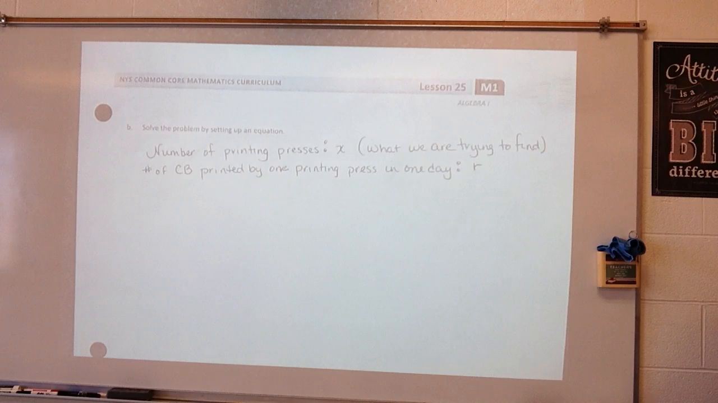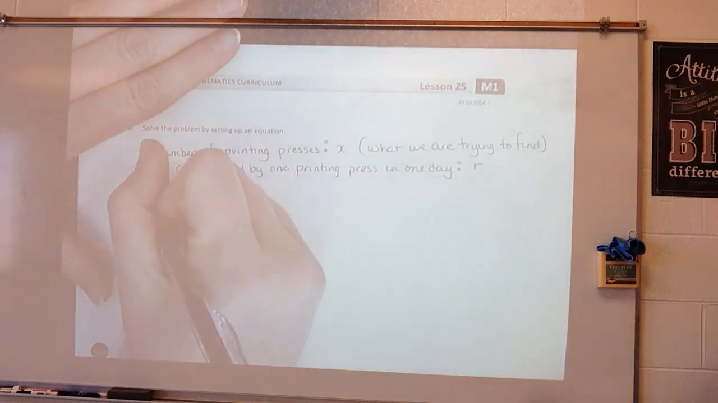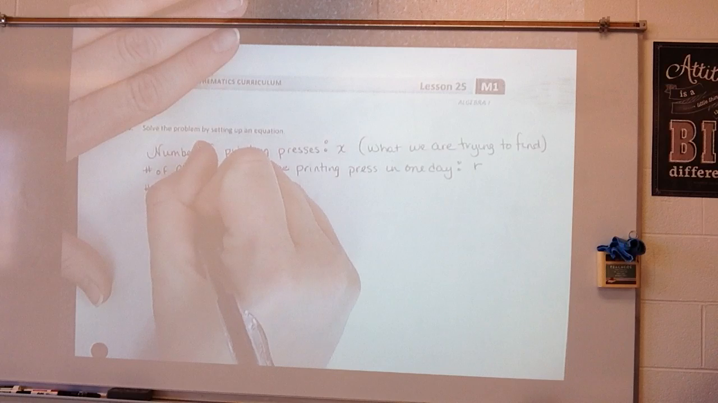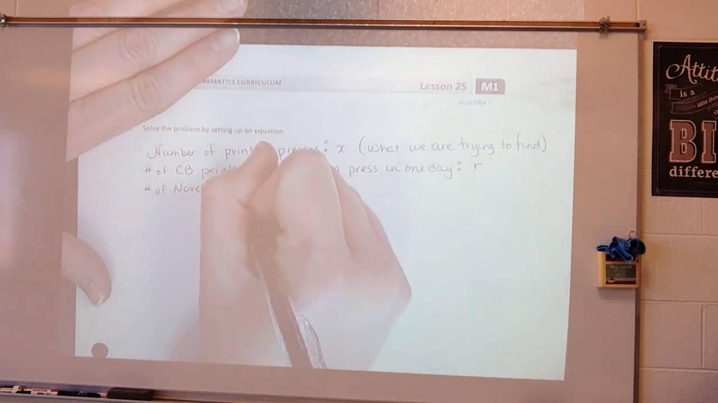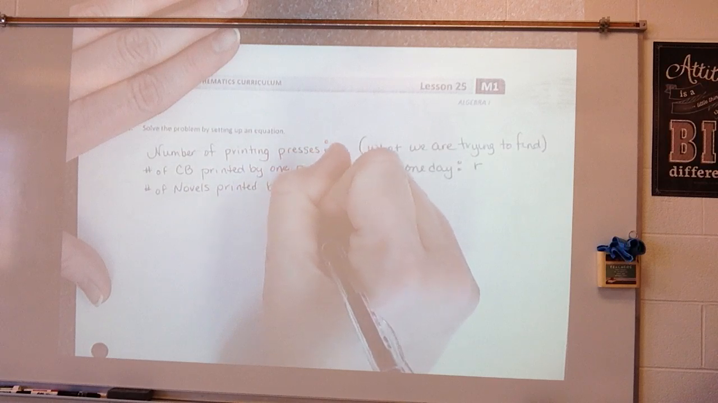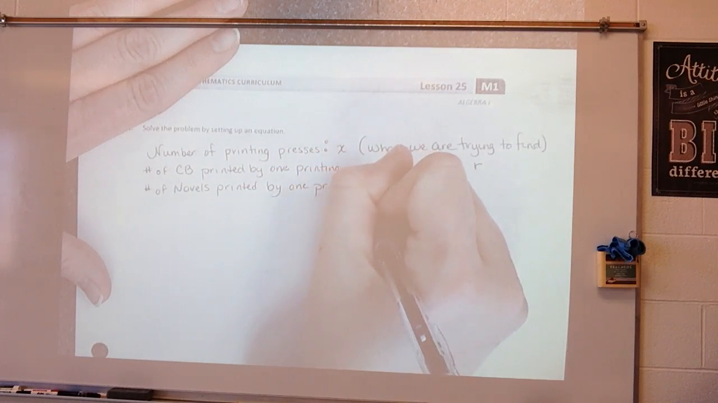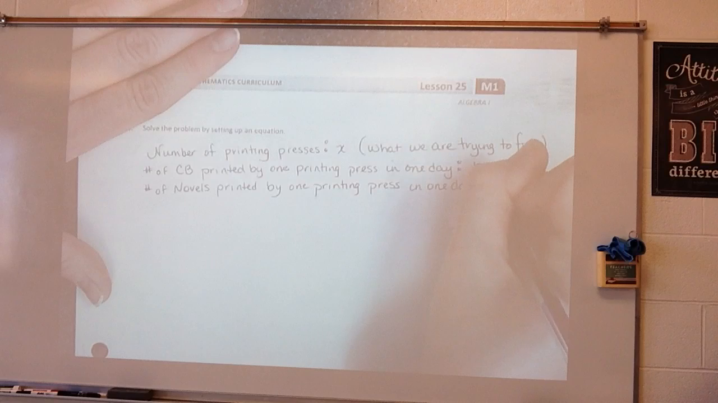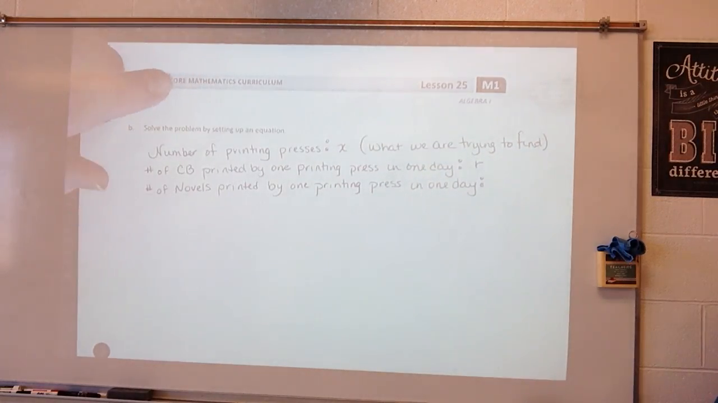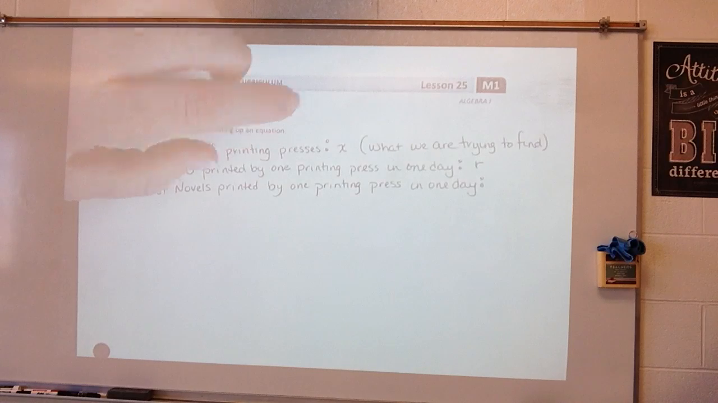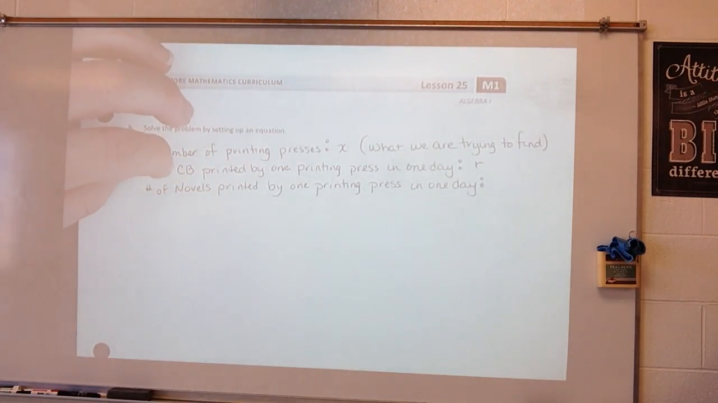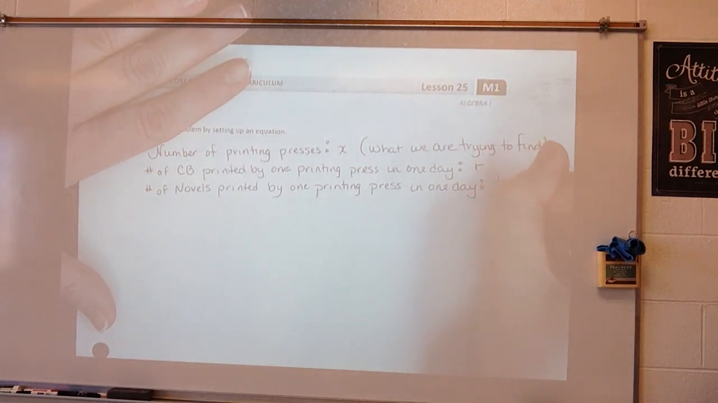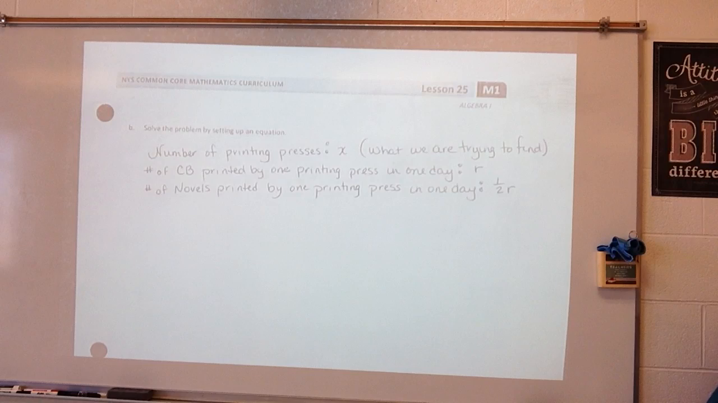Now let's talk about the number of copies of novels printed by one printing press per day. If you remember, it said the novel takes twice as long. So if I print R number of cookbooks, that means I'm only printing half the amount of copies. So we're going to let 1/2 R represent the number of novels that we're printing.